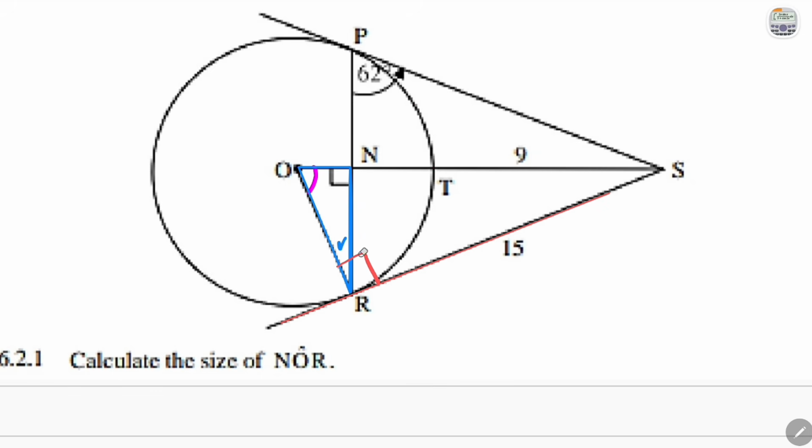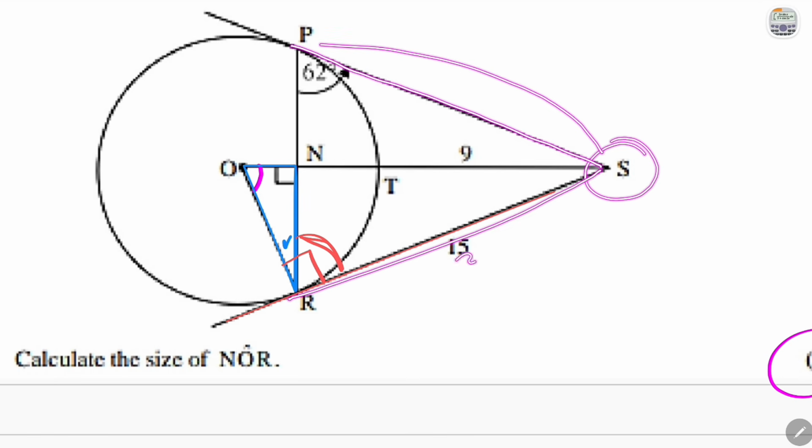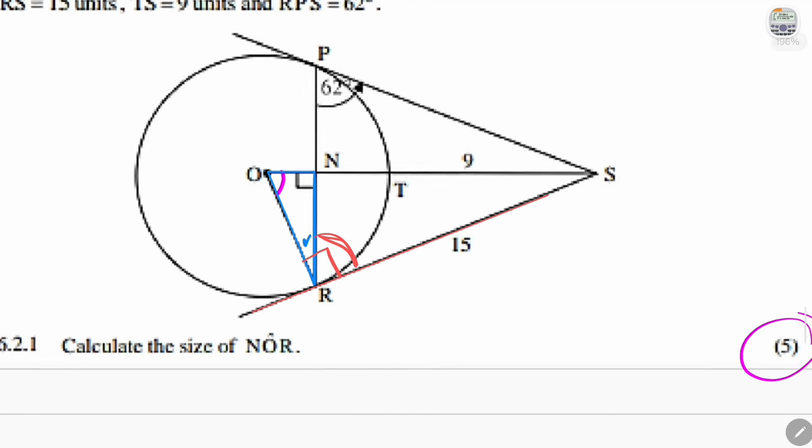So you see that if we know this is 90 degrees and we need this, then the next thing we need to find is this angle over here. Okay, so now with this angle, do you see this bigger triangle? We have tangents drawn from the same point, which are equal. So that means PS is equal to RS. And so we have an isosceles triangle here, meaning these angles are equal. So there we go. You can see the steps that we can take to find this.